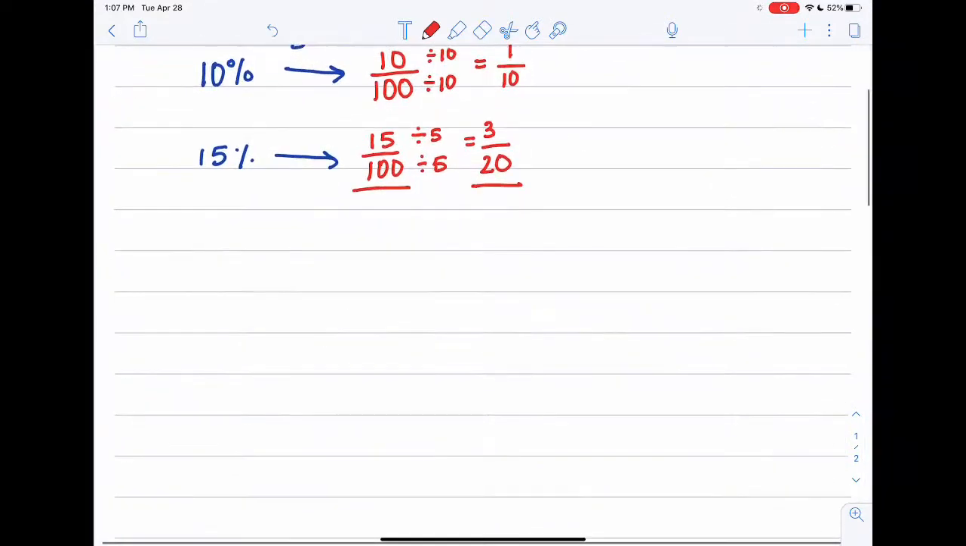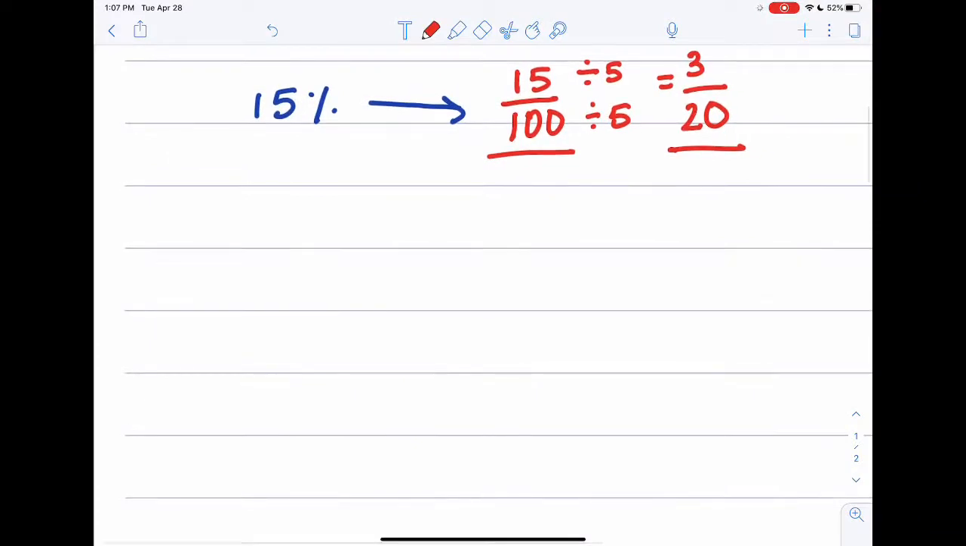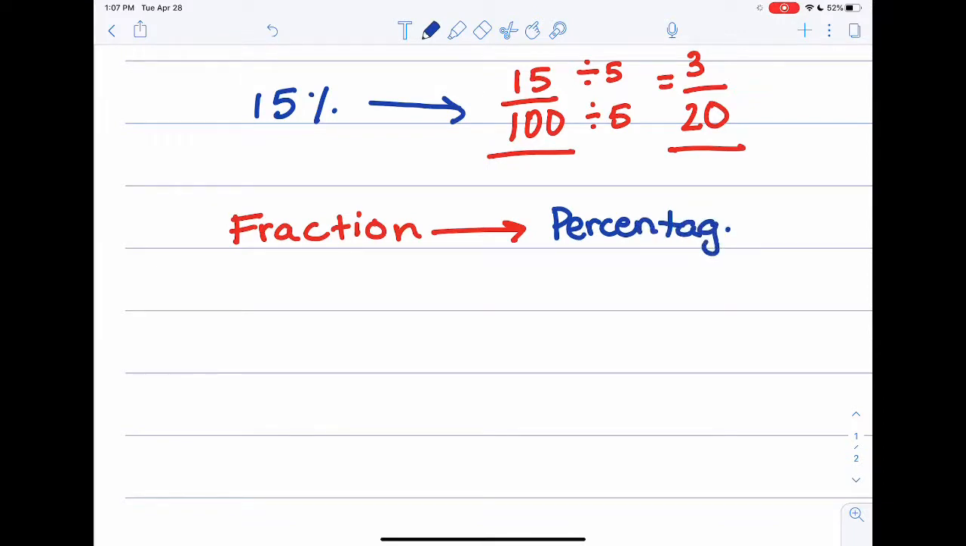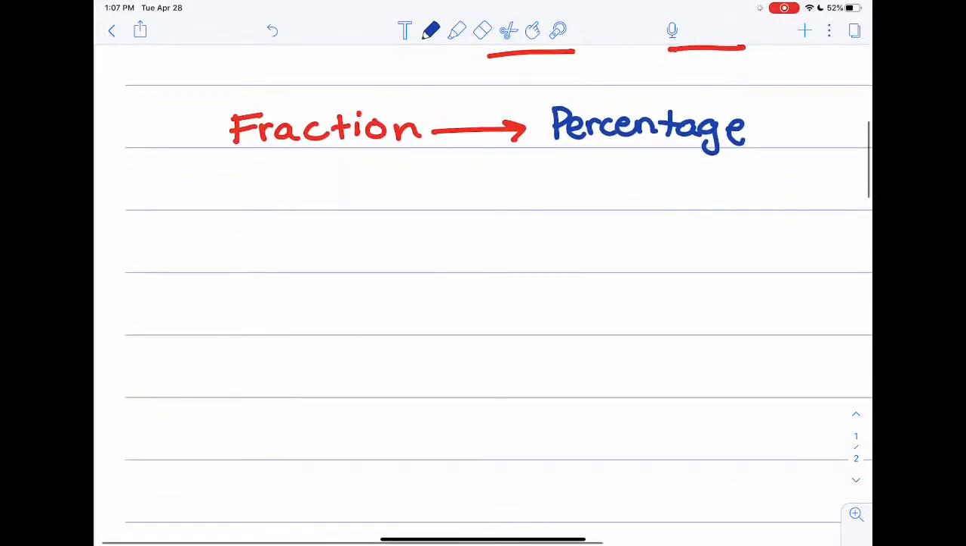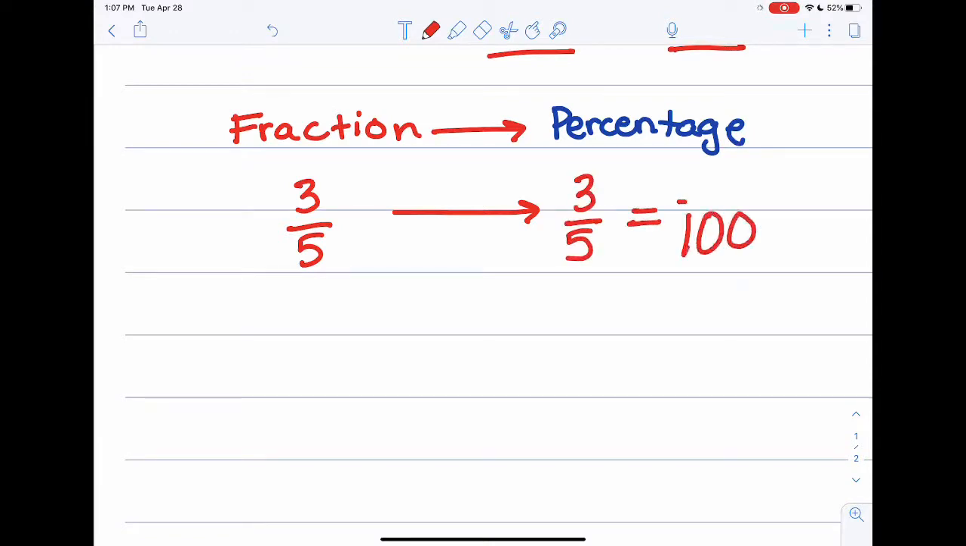Now let's look at what if I had the fraction first this time. So now I have my fraction and I want to go to a percentage. And we talked about this at the beginning of the year, but I want to go over it just in case we don't remember. So let's say I have the fraction 3/5, and I want to change that to a percentage. So what did we learn percentages are out of? 100. Nice job.